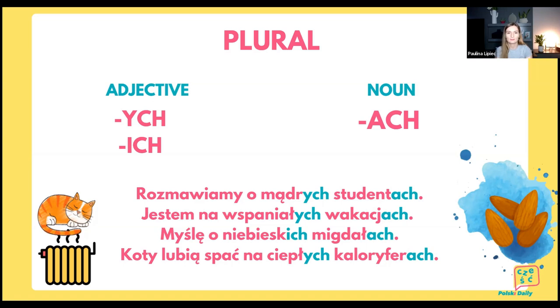Rozmawiamy o mądrych studentach. We are talking about smart students. Jestem na wspaniałych wakacjach. I'm on the great holidays. Myślę o niebieskich migdałach. Literally, it means I'm thinking about blue almonds, but it's a Polish idiomatic expression. It means that I'm daydreaming. Koty lubią spać na ciepłych kaloryferach. Cats like to sleep on warm radiators.